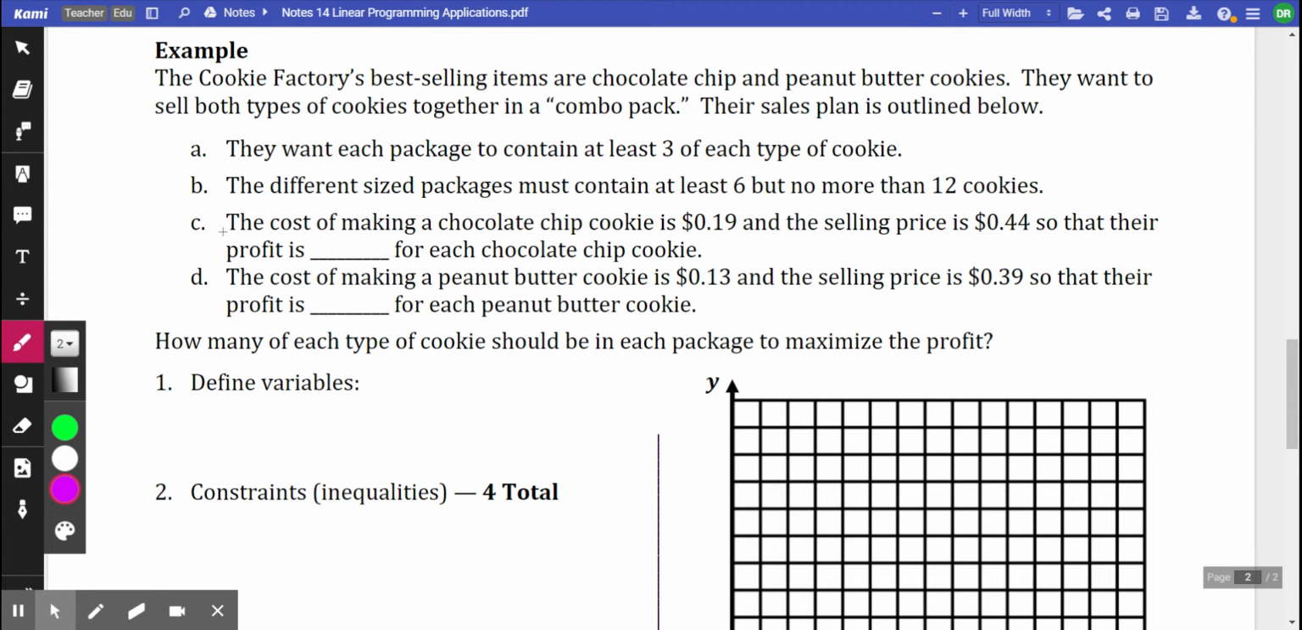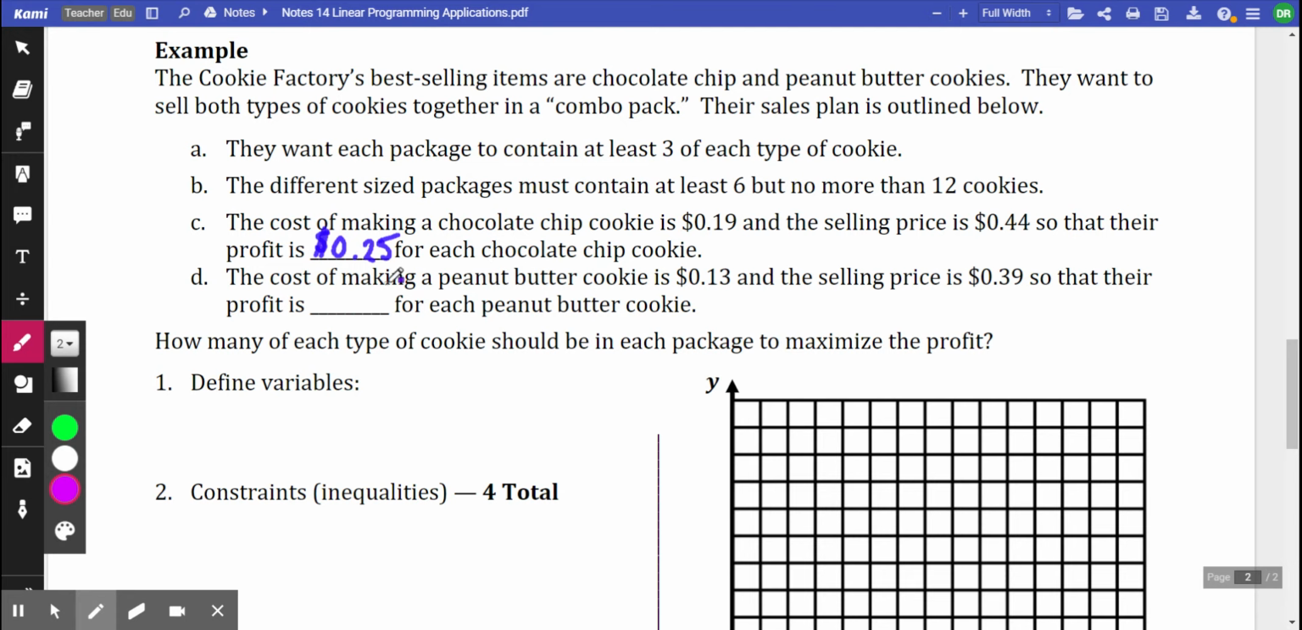Okay, so let's see what it says in C. The cost of making a chocolate chip cookie is 19 cents, and the selling price is 44 cents. So if we know the cost of making the cookie and how much they're selling it for, we should be able to calculate how much profit they're making off of each cookie. All we need to take is 44 cents minus 19 cents, and we see that is 25 cents per chocolate chip cookie. So 25 cents for each chocolate chip cookie. That will be their profit.